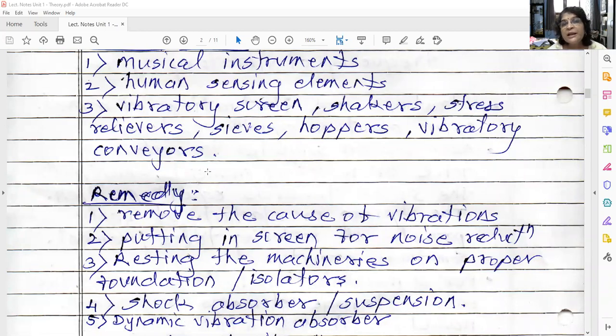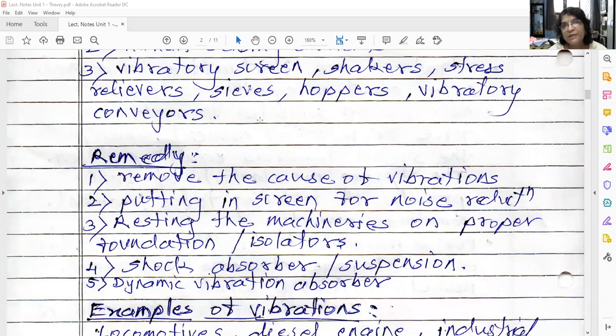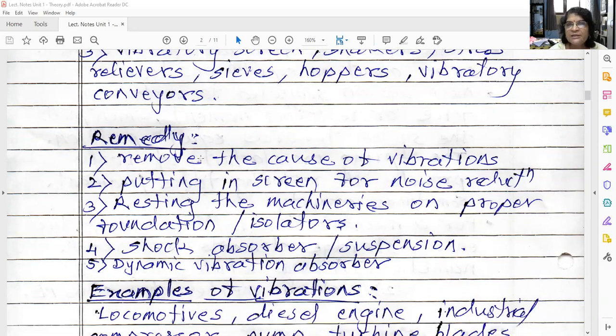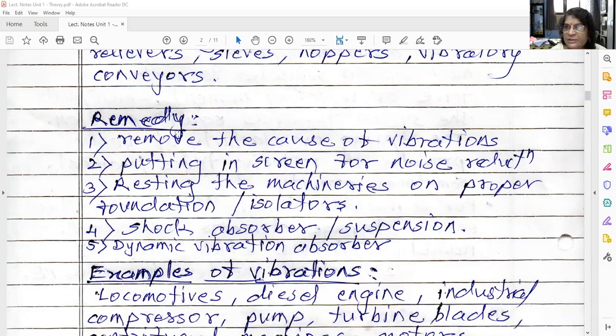Now, what is the remedy for these vibrations? We have to reduce the vibrations. So first is to remove the cause of vibration. That means the major cause we have discussed, that is unbalanced forces. So if unbalance is there, first you have to remove that unbalance so that vibrations will be reduced.